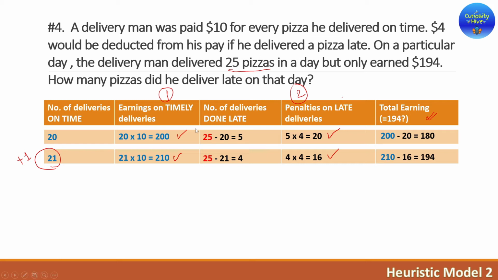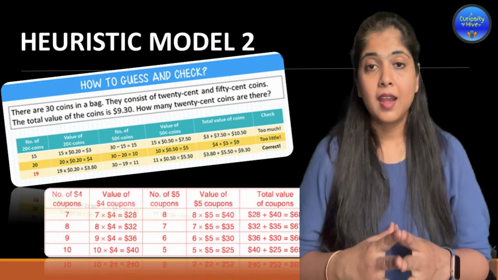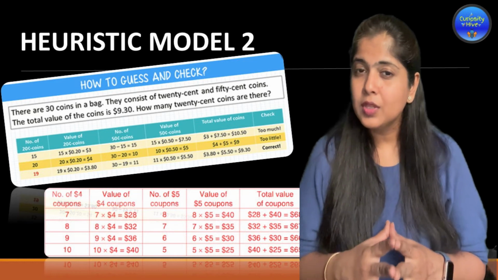So the right answer to this question is that 21 are delivered on time, hence 4 pizzas were delivered late on that day. I hope you've understood this method. This is a very good and simple method to solve the question without using complex equations or without using any equations at all. Now with that, let's go to the next method, which is heuristic model 3.